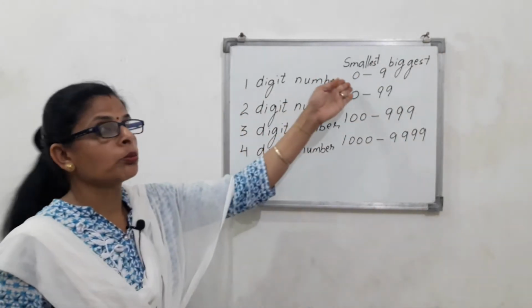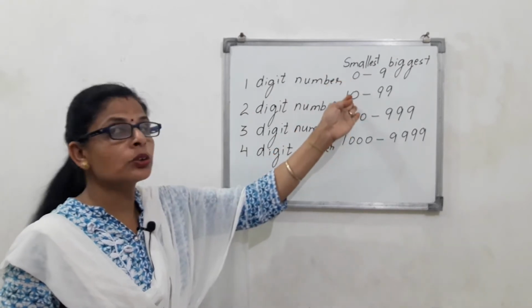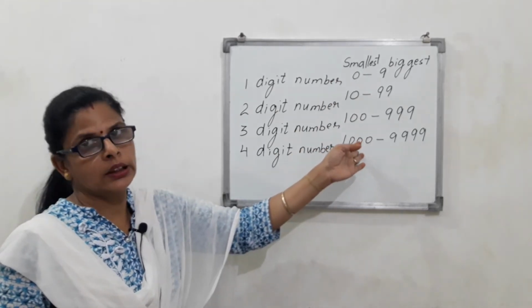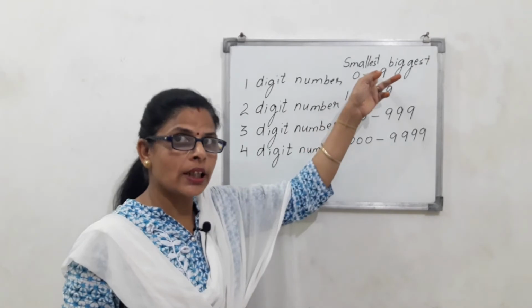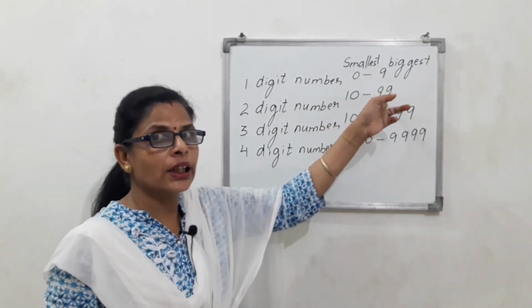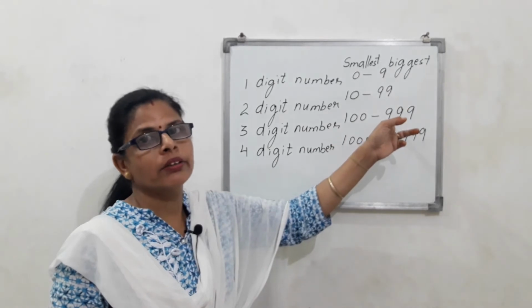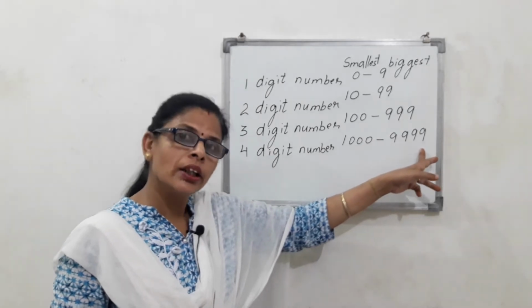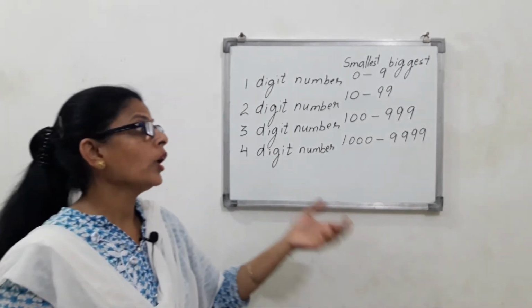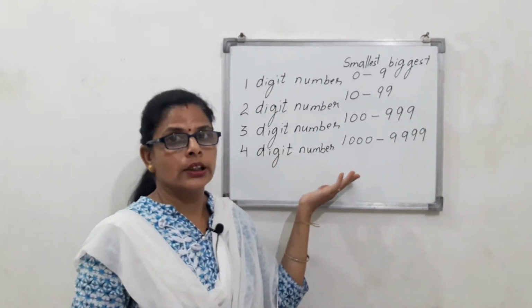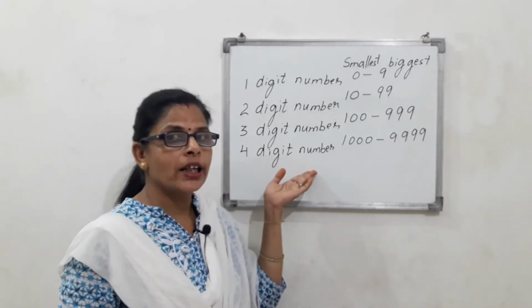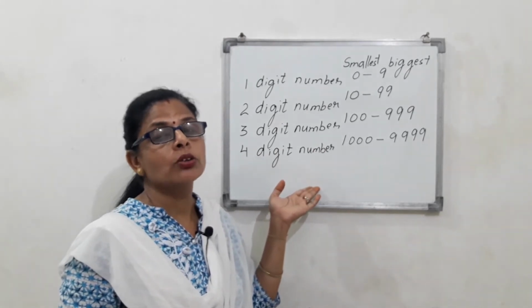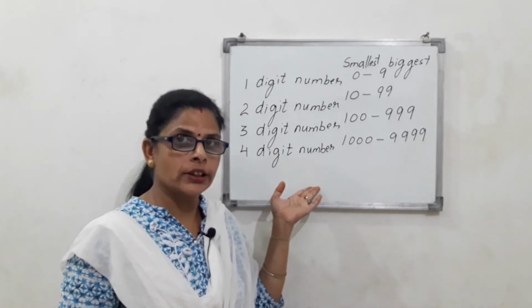Clear? Smallest 1-digit is 0, smallest 2-digit is 10, smallest 3-digit is 100, smallest 4-digit number is 1000. Biggest 1-digit number is 9, biggest 2-digit number is 99, biggest 3-digit number is 999 and the biggest 4-digit number is 9999, right? Now, we will revise how to write in words, how to write in number names and how to write in numerals or figures.